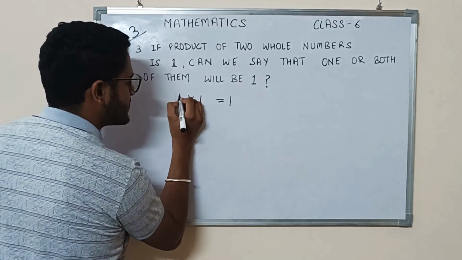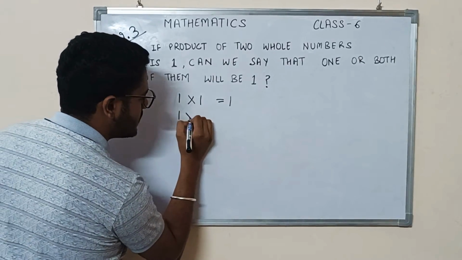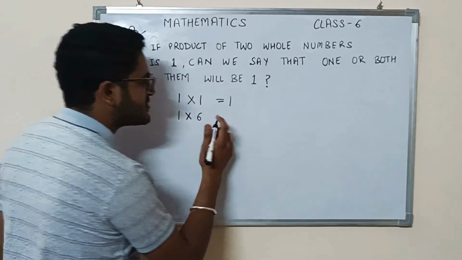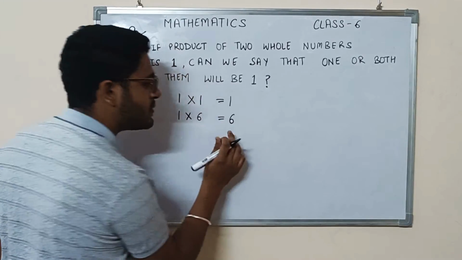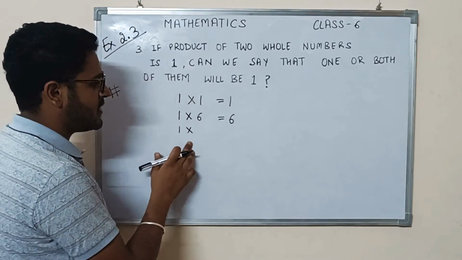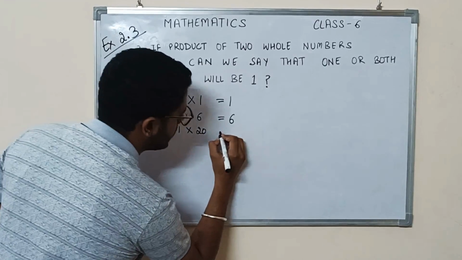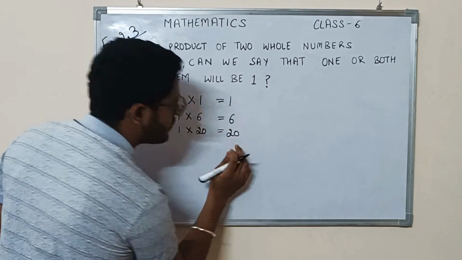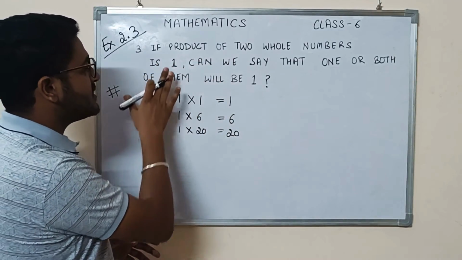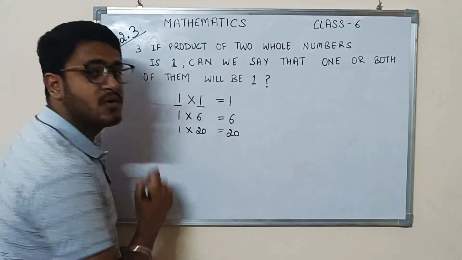Now let's take another example. Let's multiply 1 with, let's say, 6. 1 multiplied by 6, we all know, will be 6. Let's take one more example. Let's say 1 multiplied by 20. It will be 20. So the product of two whole numbers is 1 only in the case when both the numbers are 1.